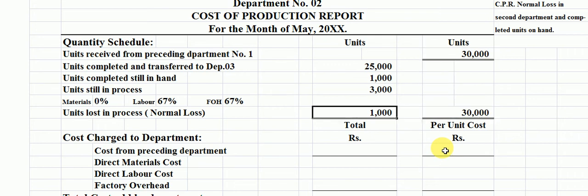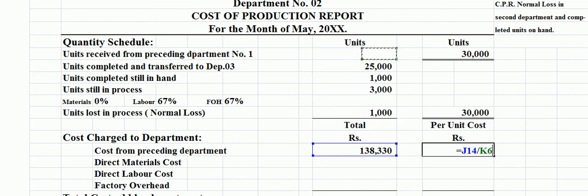Now we move to the second section, the cost charged to department. Firstly, we write the cost from the preceding department, which is ₹1,38,330. Now, students, we have to take the per unit cost against this value. We divide this value by the units received from department number 1. Then this is the 4.61 per unit cost from the preceding department.